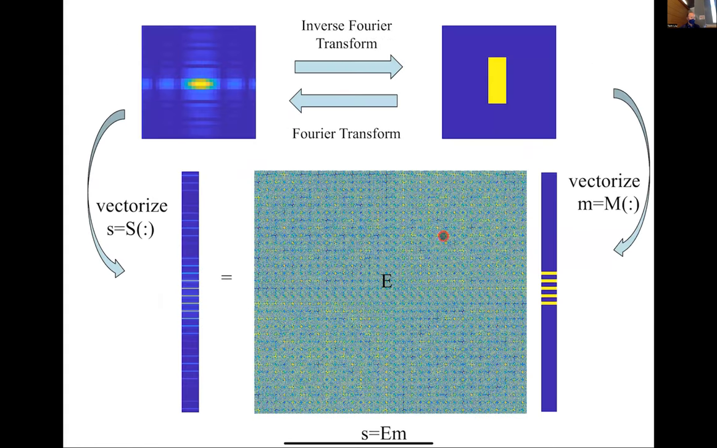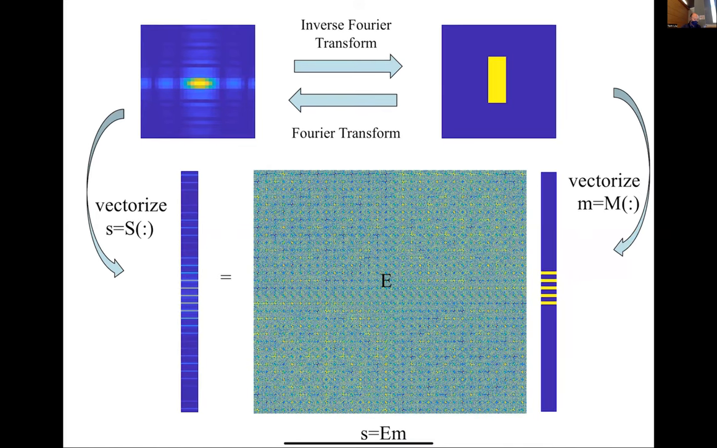So this is just a picture of what we just did. Let's say this is my object, and this is its Fourier transform. In this direction I take the Fourier transform, and back is the inverse Fourier transform. Look at this: I've just taken the image column by column, and if I do that, I end up with this vector, my whole image strung out into a column. Here is my Fourier transform, likewise strung into a column. And it turns out that this equals this times this big matrix, which we call E, the encoding matrix.